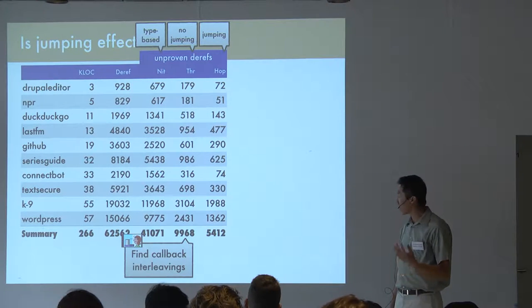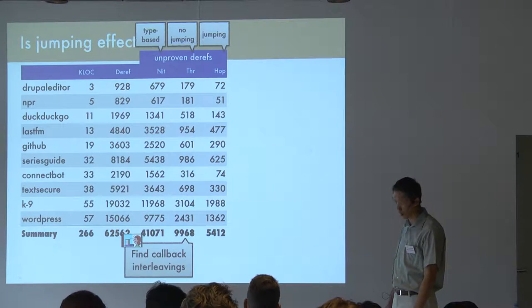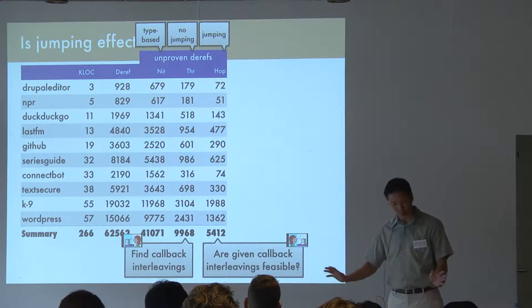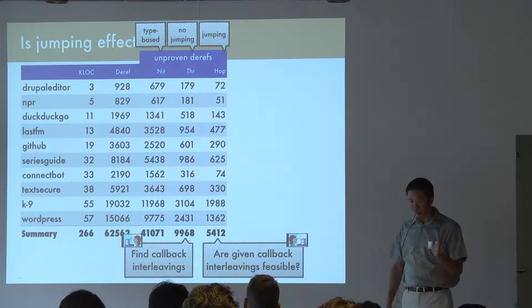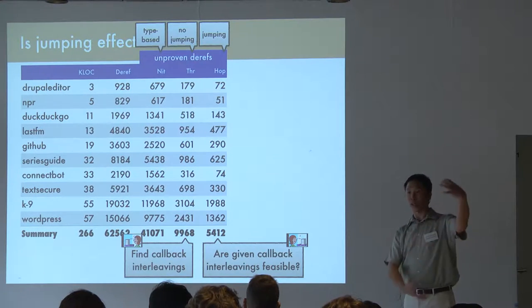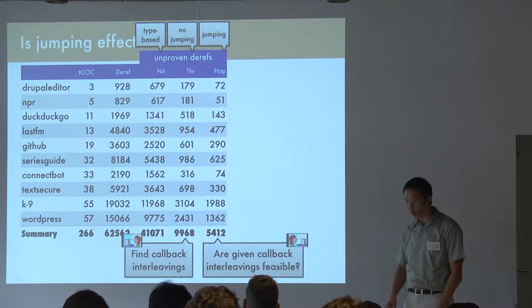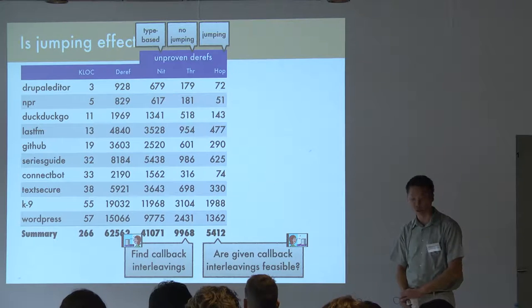With jumping, that cuts about in half to about 5,000 dereferences left. Of course, that's still a big number, but maybe it's a slightly easier question you're asking if you're trying to triage those alarms, because it's going to give you a possible interleaving that could cause a crash, and so now you're asking a sort of recognition problem: are the given callback interleavings feasible?